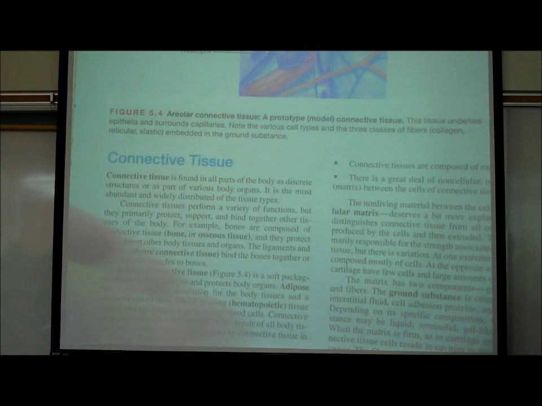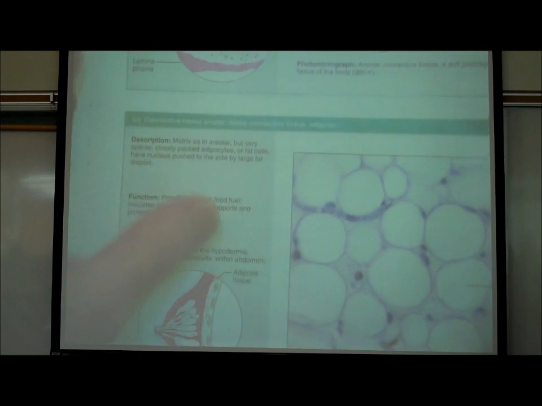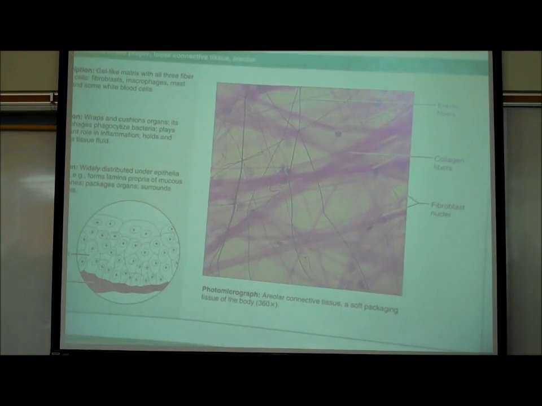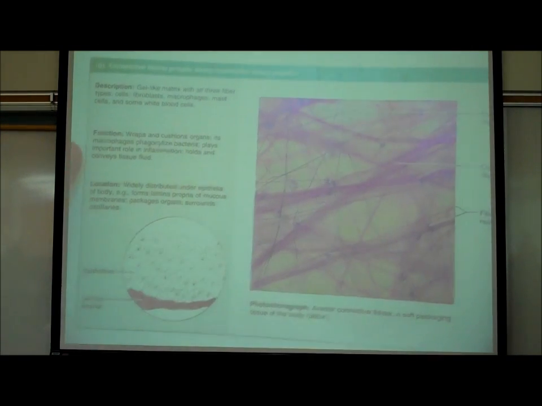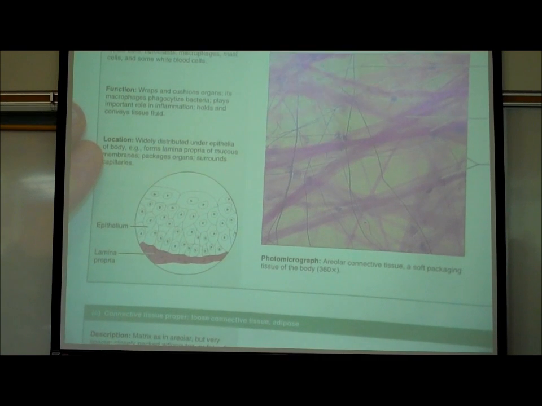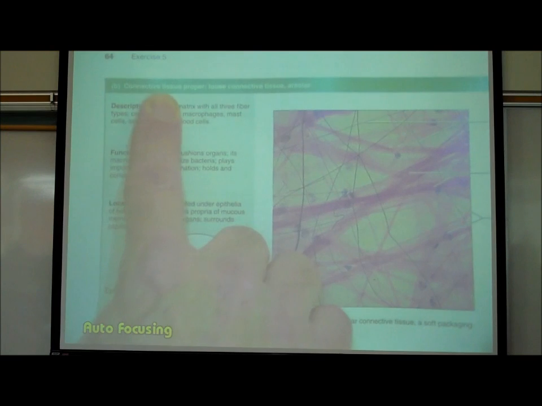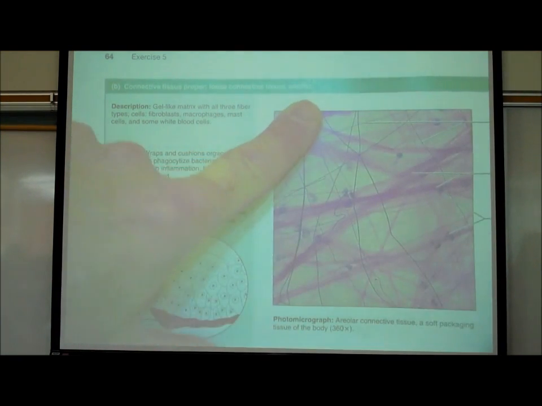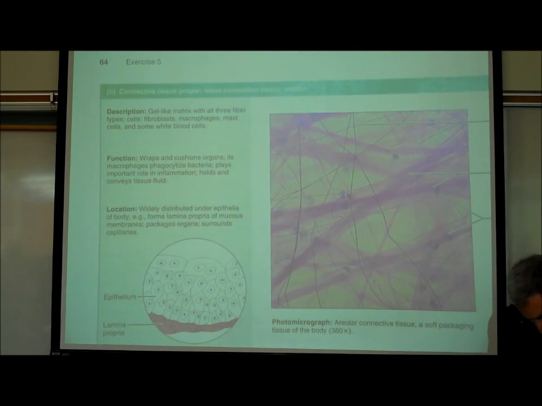When you look at it under the microscope, it's going to look absolutely identical to the figure on the top of page 64 in the 6th edition I have. It's labeled at the top, connective tissue proper, loose connective tissue, or areolar. In the 4th edition, it's on page 49. Looks the same.